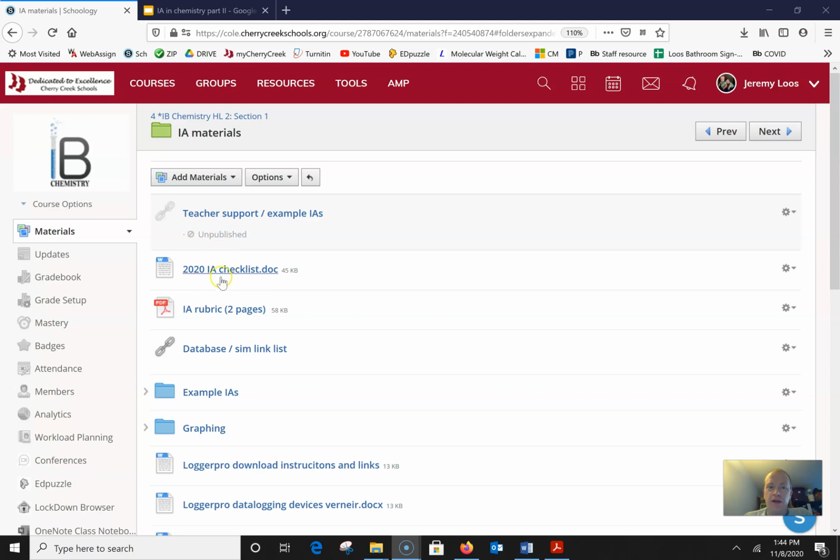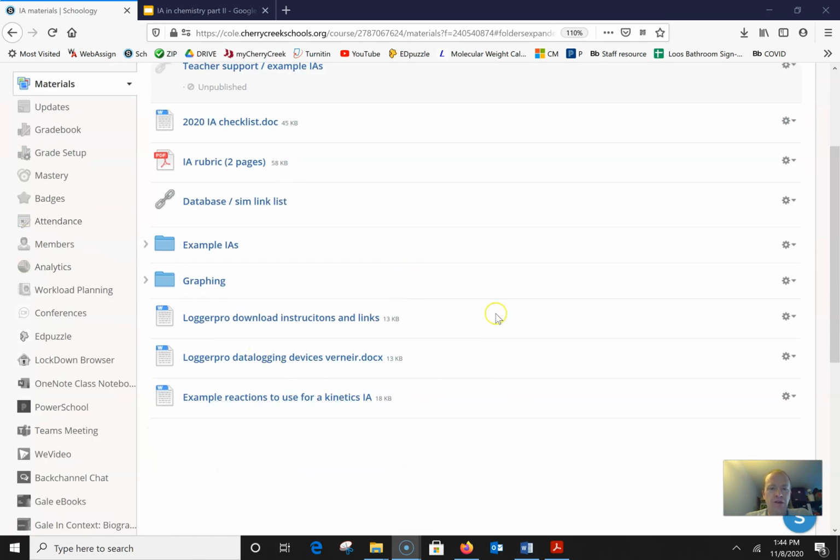Both of these actually convey a lot of the same information. This is the official IB rubric. This one maybe has a few more details and ideas about how to execute that rubric. And then there's some other stuff here that you might want to grab while you're there.